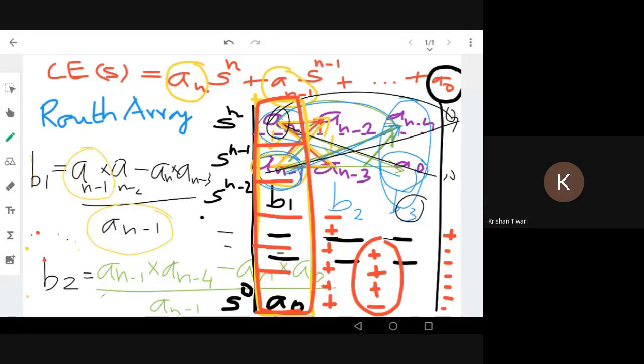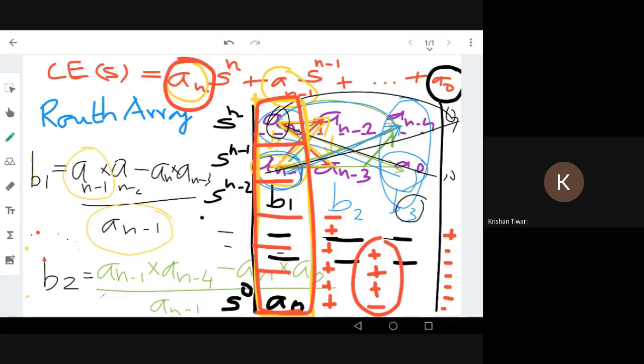If a raised to n is positive, all these elements should be positive. If a_n is negative, all the elements should be negative. So there should not be any sign change. If this condition is not met, we can say the system is unstable. And the number of sign changes in the first column corresponds to the number of roots of the characteristic equation in the right half of the S plane.